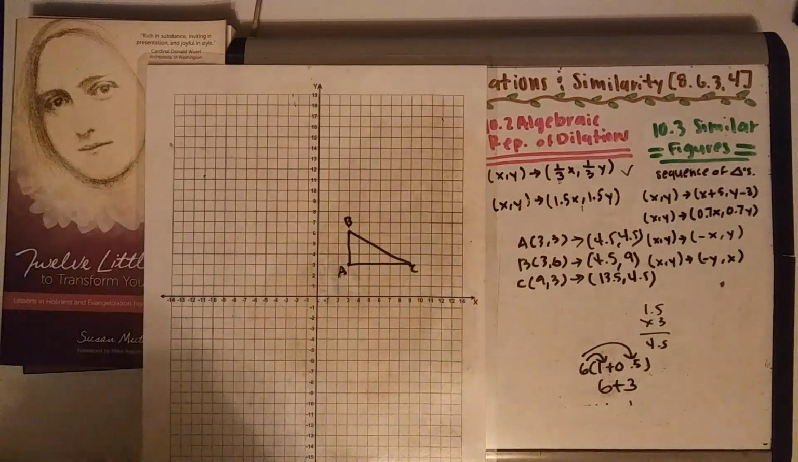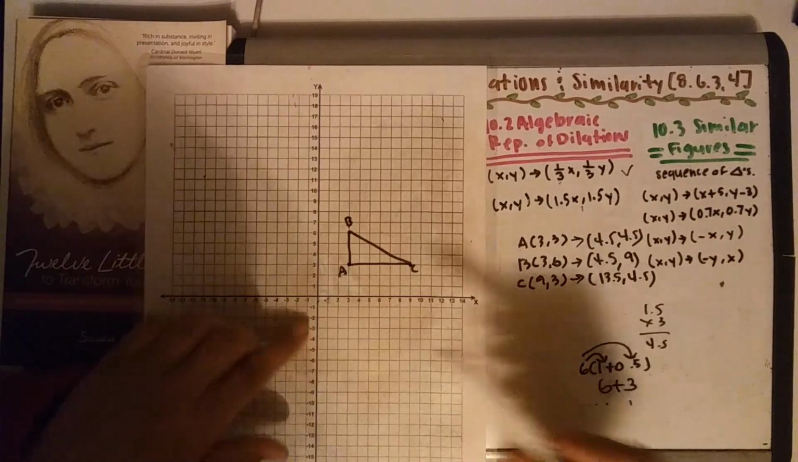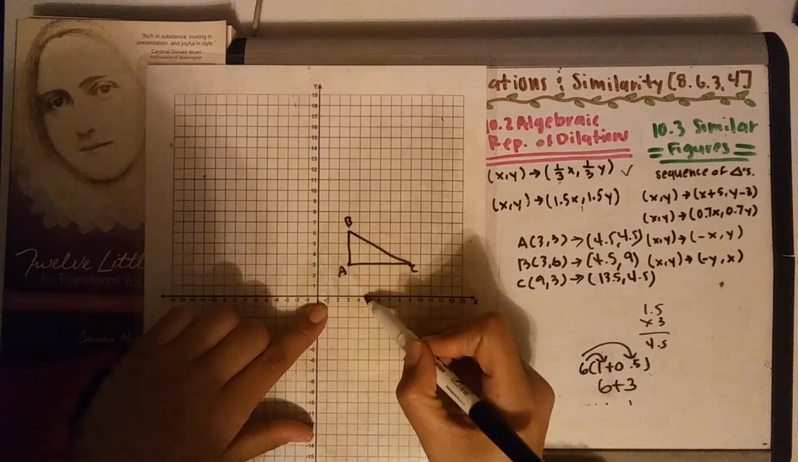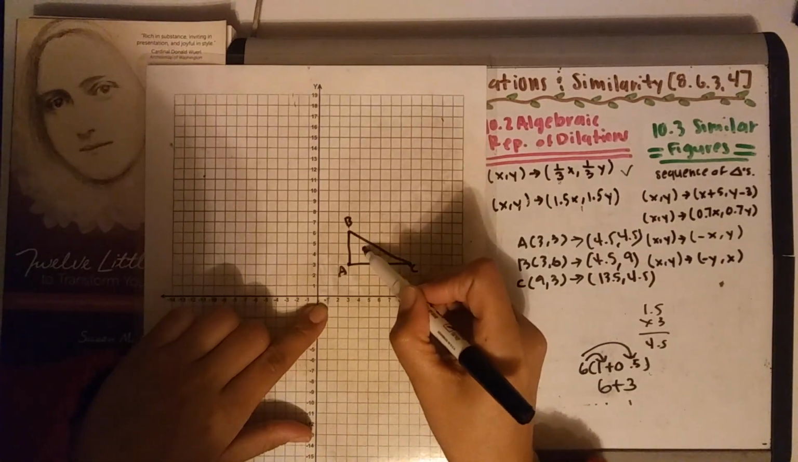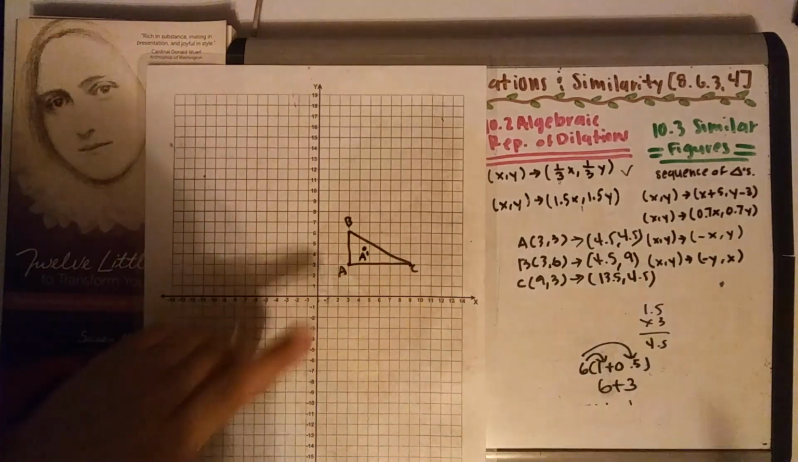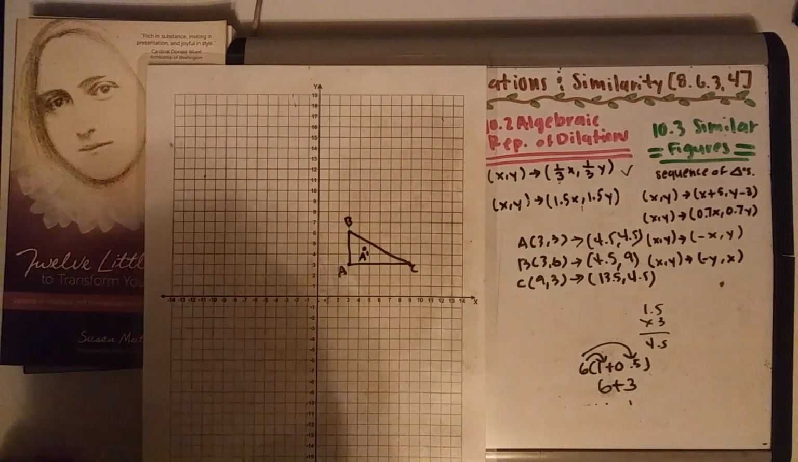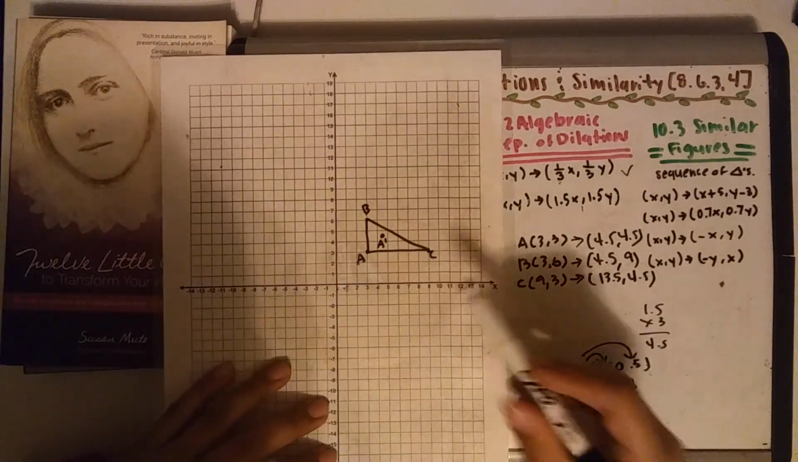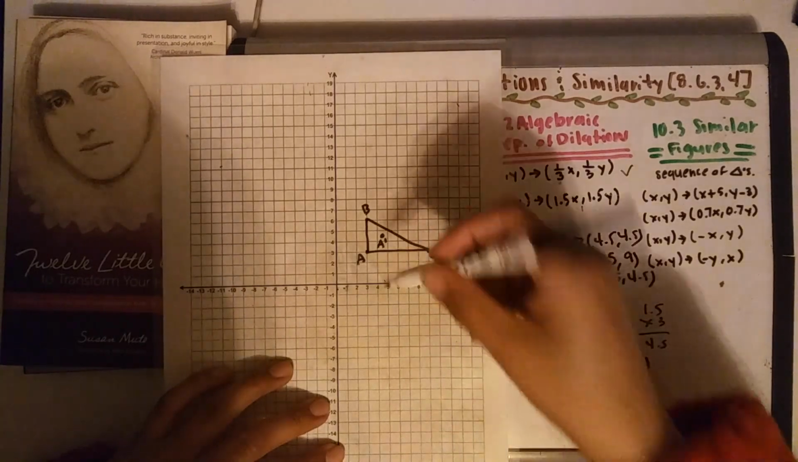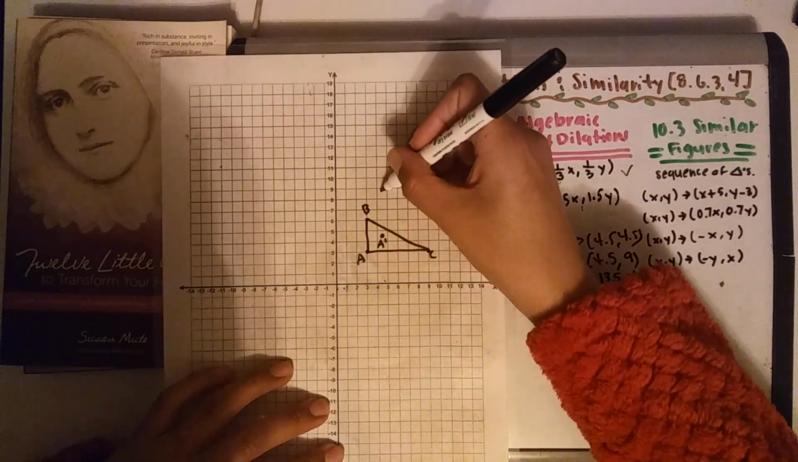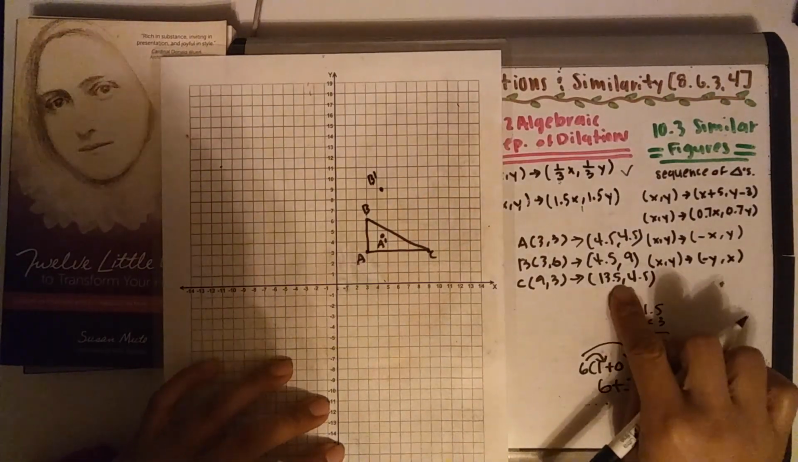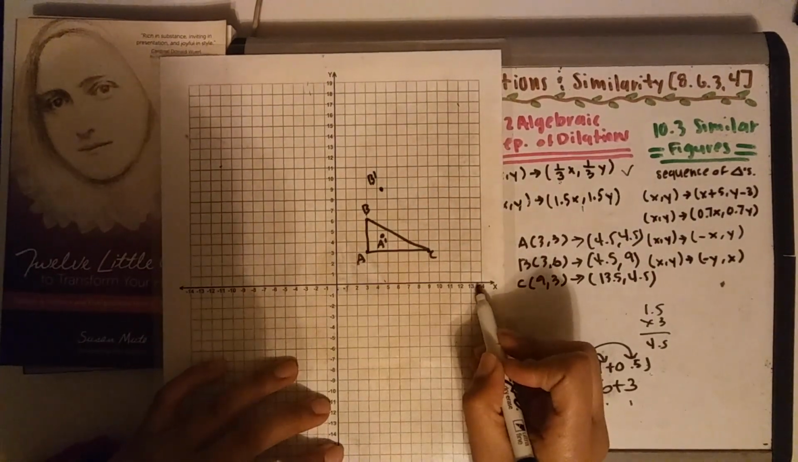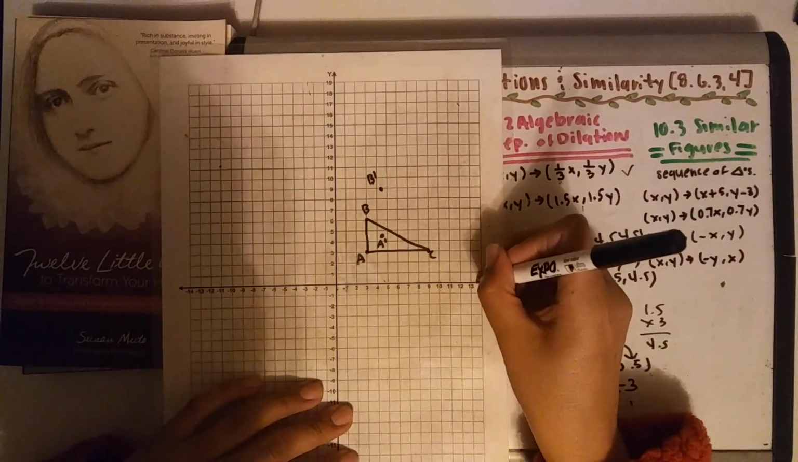Okay, so here you go, let me graph. So I have 4.5 and 4.5, so that would be right here. That's my A prime. Can they overlap? Yes, it's okay if they overlap, okay? And then I have 4.5, 9, so I'm gonna run 4.5 and go up all the way to 9. Right here, that's my B prime. And then lastly I have 13.5, run 13.5 all the way to 4.5.